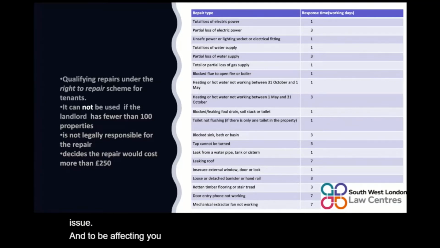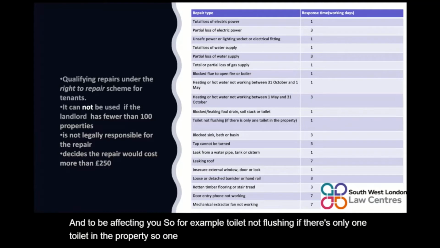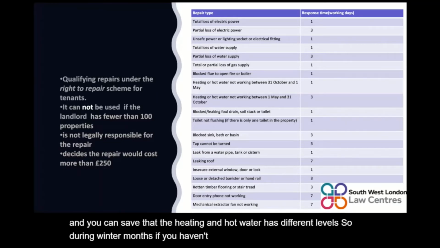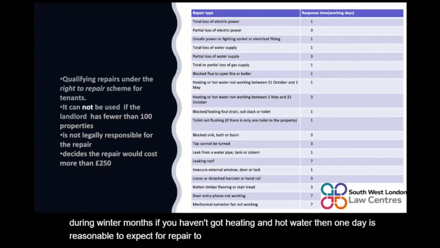So for example, toilet not flushing, if there's only one toilet in the property, so 1 day. If your sink or bath is blocked, 3 days. You can see that the heating and hot water has different levels. So during winter months, if you haven't got heating and hot water, then 1 day is reasonable to expect a repair to be done within. If it's in the hotter months, then it's 3 days.